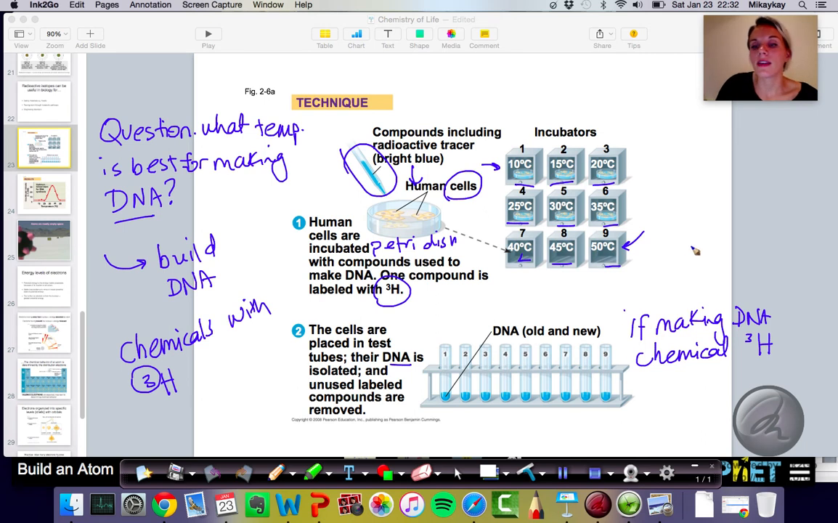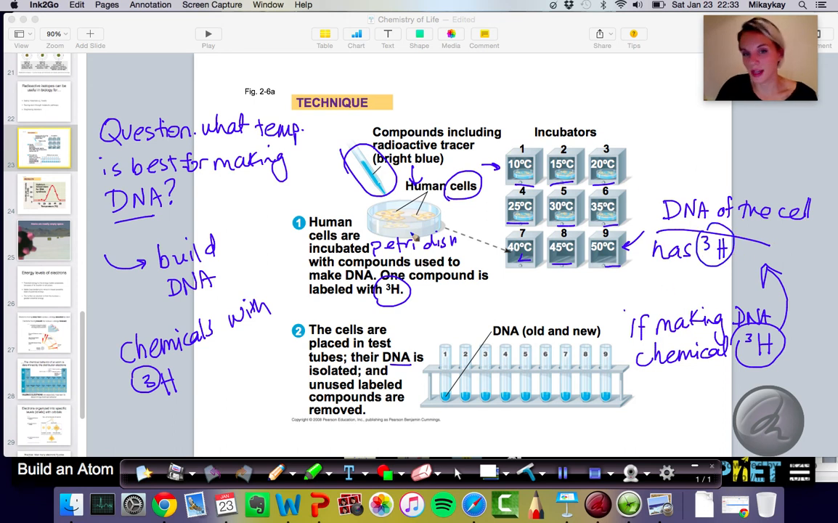And then they can measure how much of this hydrogen isotope is in the cells, how much of that is still there, right? Because if it's still there, that means it's become part of the DNA of the cell, because the cell is constantly making copies of that DNA, right? So the DNA of the cell has this isotope in it if it was made during this time, right? So if the cell is not able to make DNA, maybe the temperature is too hot or too cold, then we won't see a lot of this isotope, right? But if it is, then we should see some greater amount of it, right?